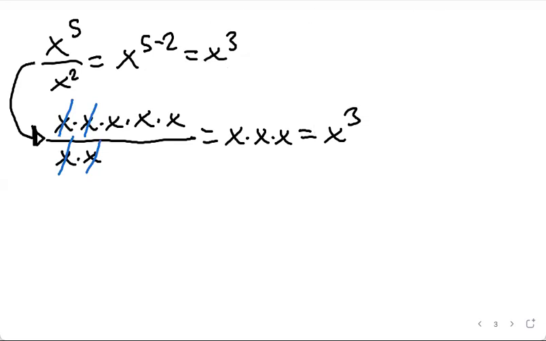So we basically just checked our work here, but I think by writing out all the x's, you can kind of see why subtracting the exponents works. Subtracting the exponents is like a fast way of counting the x's that are left over, right? Subtracting the exponents is like a super fast way of counting up all of the remaining x's.